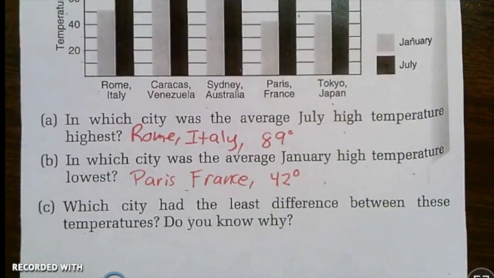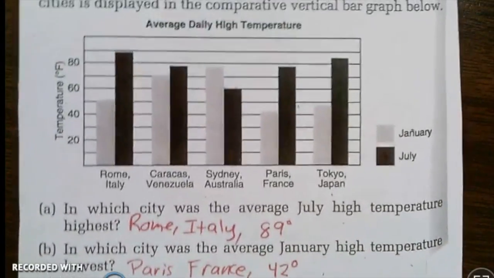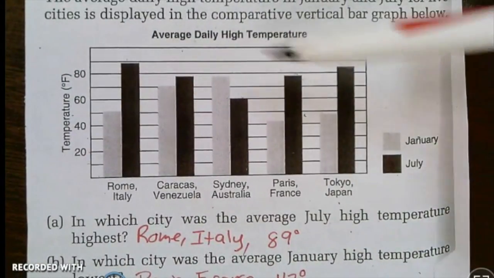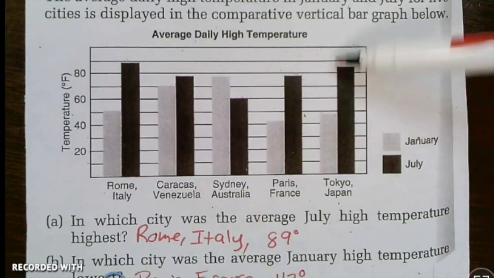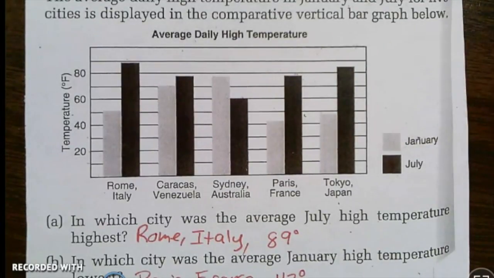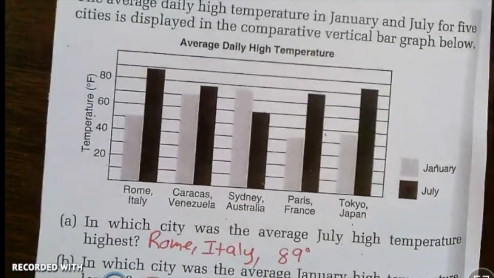Now it says, which city had the least difference between these temperatures? The least difference. That means the smallest difference between them, or the smallest range. So what would we expect? Does that mean that the bars are going to be very far apart or not far apart when we're looking for the least difference? Right, it means that they're not going to be far apart.